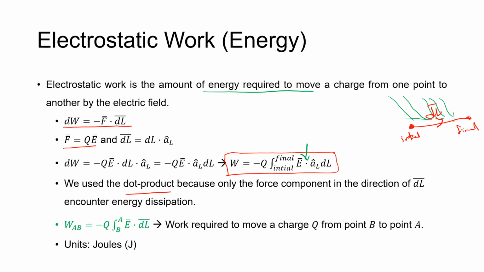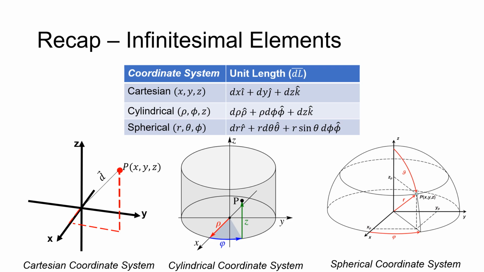And finally, if we assume that our starting point is P and the end point is A, we can rewrite this equation in another form like this. And since it is energy, it is measured in joules. For your memory, based on the coordinate system, you can calculate delta L or use delta L as shown here.